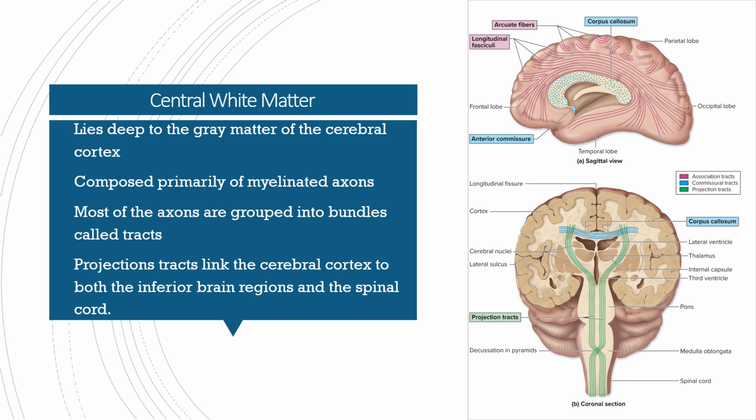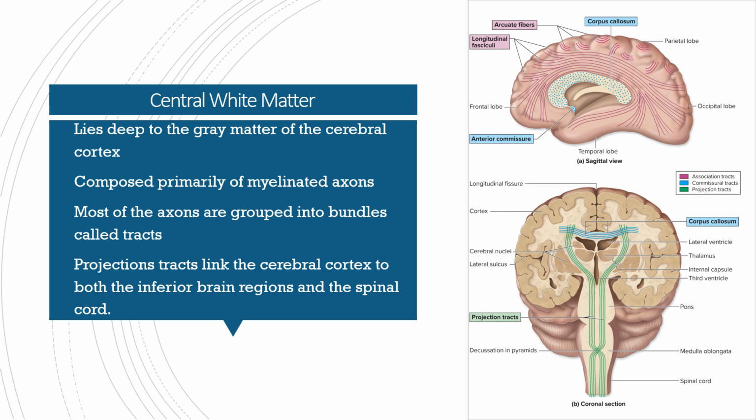Commissural tracts extend between cerebral hemispheres, allowing communication and coordination between the left and right cerebral hemispheres. They cross the midline of the brain through specialized structures called commissures, such as the corpus callosum. This enables the integration of sensory information, motor commands, and cognitive processes across both hemispheres.